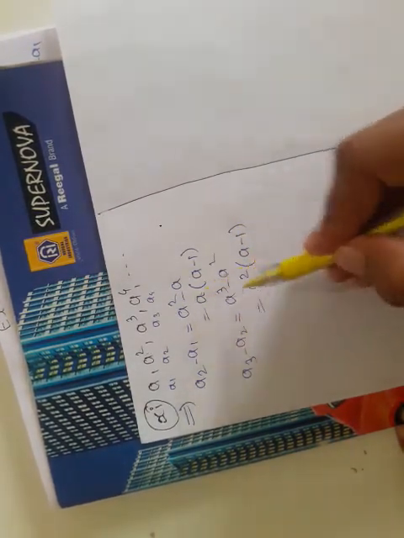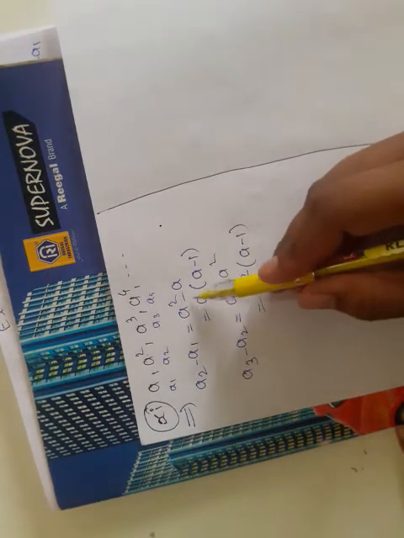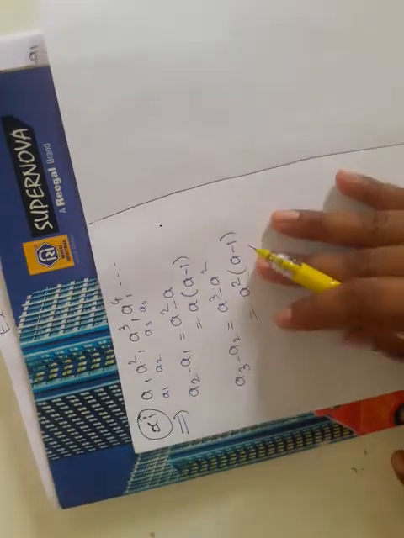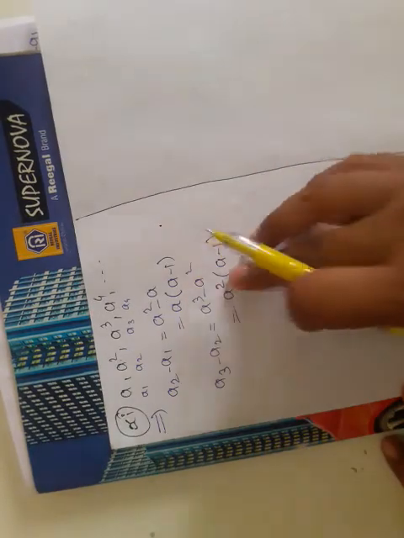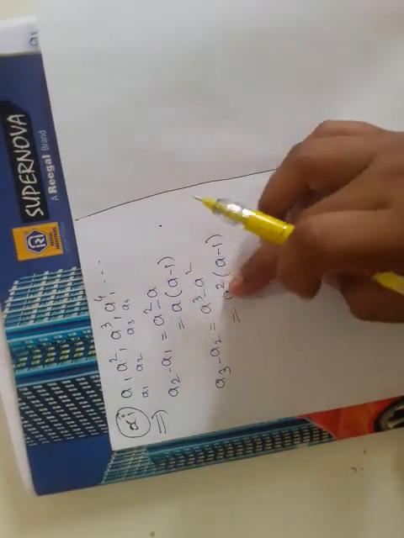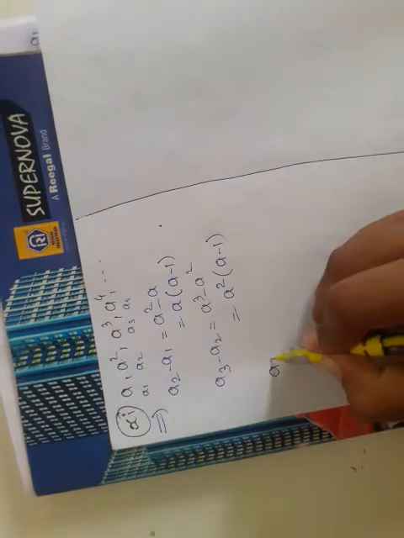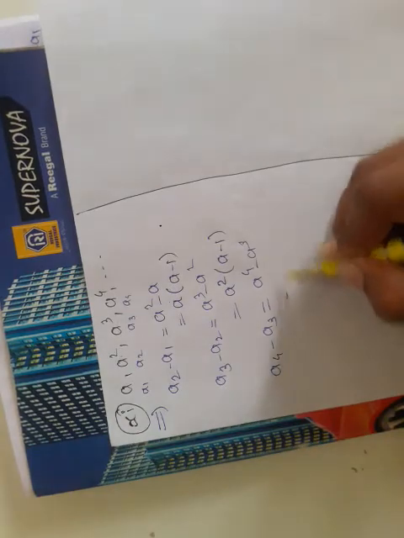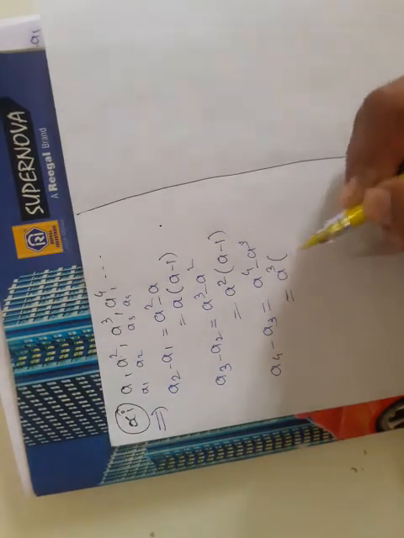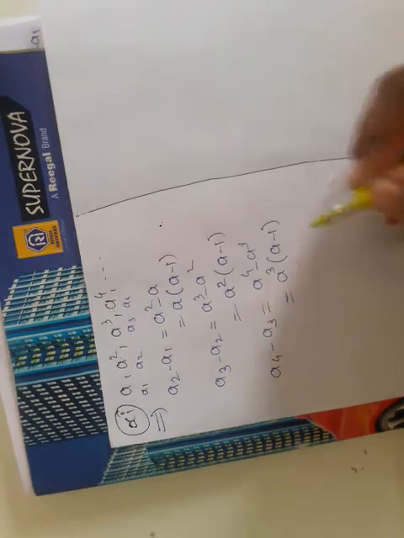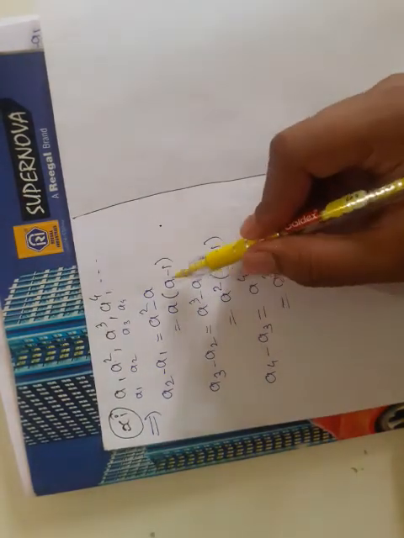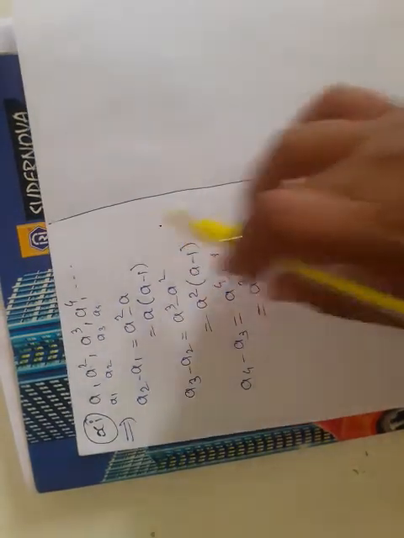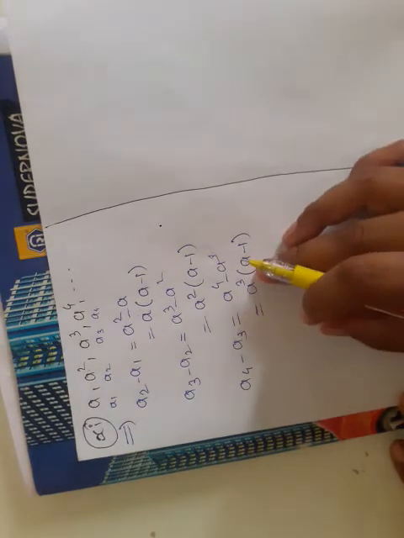See here, in the first term only a is there, and in the second term a square is there, so the common difference is not the same here. After comparing these two terms, we can observe that the common difference is not the same. Now take the difference between a4 and a3. a4 minus a3 is equal to a raised to 4 minus a cube. Again in both terms we can take a cube as common, and in the bracket a minus 1 is remaining. So the first term contains a into a minus 1, this term contains a square into a minus 1, and this term contains a cube into a minus 1, so the common difference is not the same everywhere, so this given sequence is not an AP.